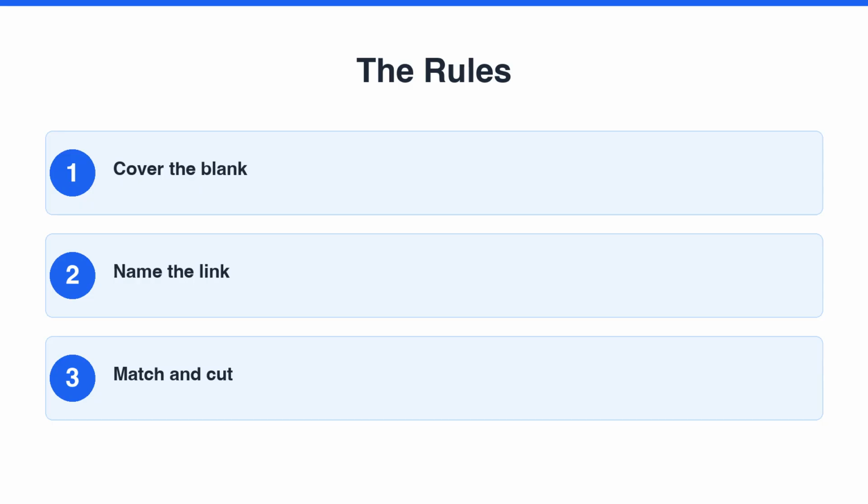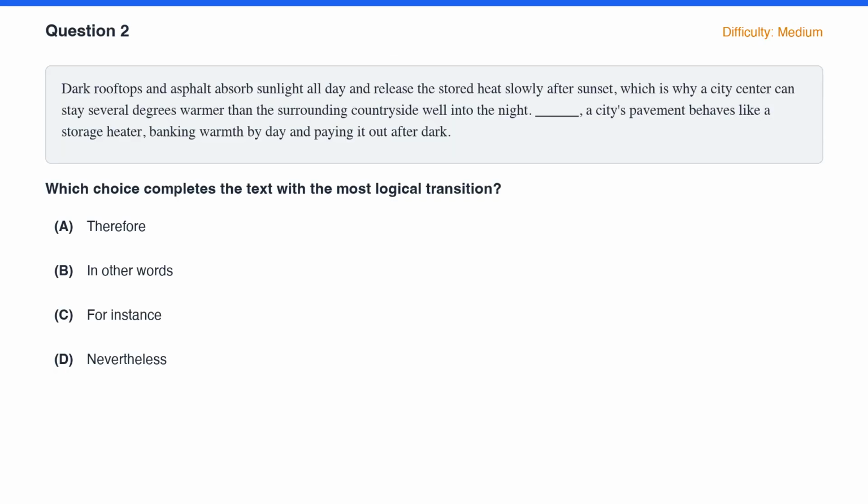Check 3, match and cut. Keep the one transition that does your predicted job and cross out everything built for a different job, no matter how smooth it sounds. Question 2. Check 1. Cover the blank and read both sides.